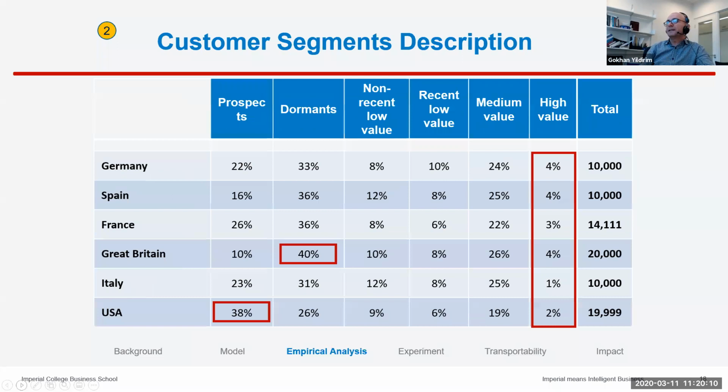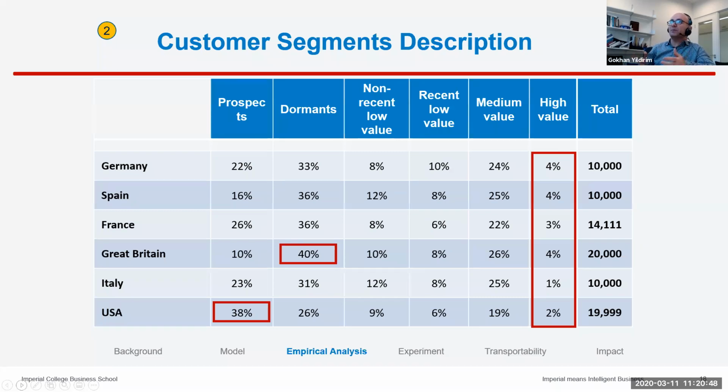Let's move on. We found that, as an example, high value customers constitute 1% to 4% of the whole customer population across all these countries. For example, in the US, prospects actually form the highest amount. So 38% of the customers in the US belong to that group. They were prospects. And for the UK, 40% of the customers were dormant. So a lot of room to improve, actually.